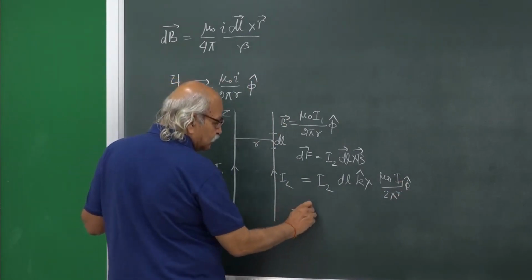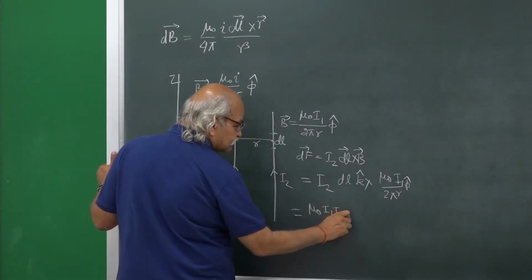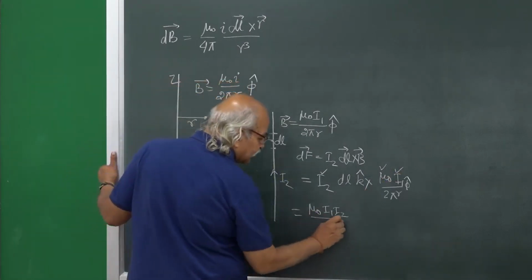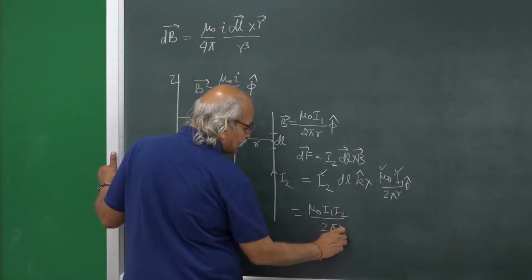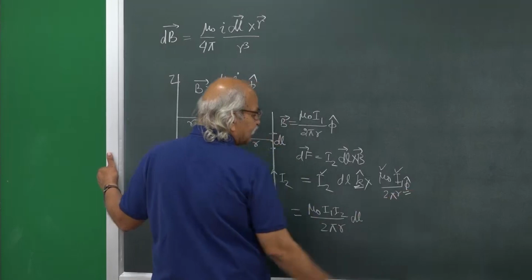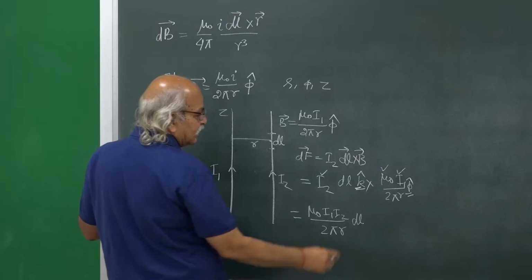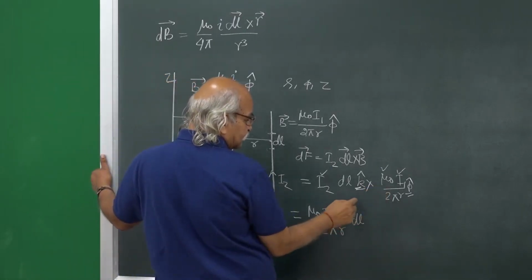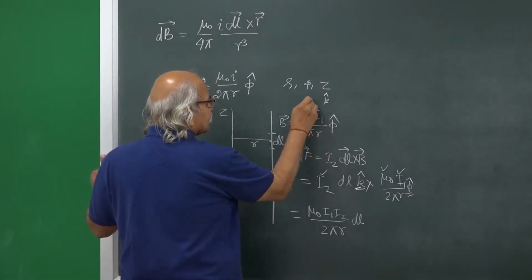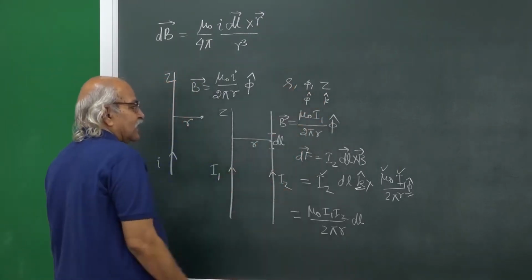and that is mu naught I1 I2 divided by 2 pi r, and then dl k cap cross phi cap. So, you have s, you have phi, you have z. So, k cap is this one, and then phi cap is here. So, that means k cap cross phi cap is minus s cap.